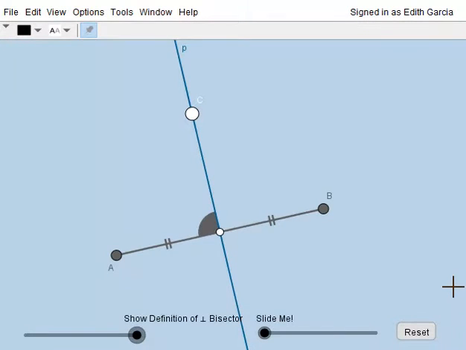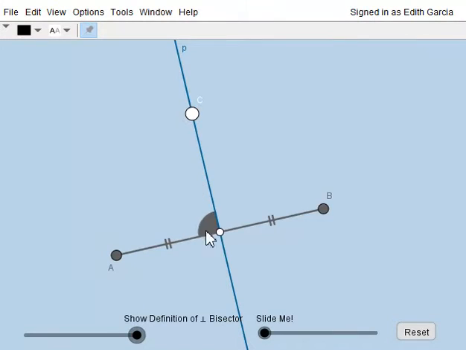Then, to prove the perpendicular bisector theorem, which states that if a point lies on the perpendicular bisector of a line segment, then it is equidistant from the endpoints of the line segment. So here we have the basis of our theorem. We have the segment AB. We already identified that P is the perpendicular bisector, and our point on that bisector is point C.